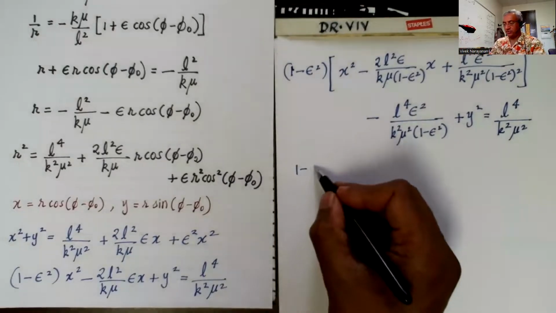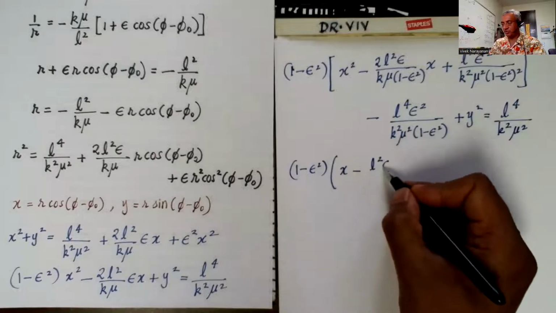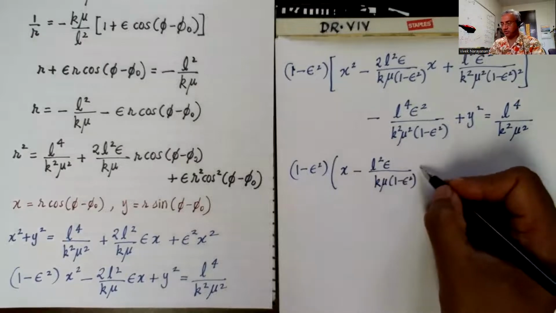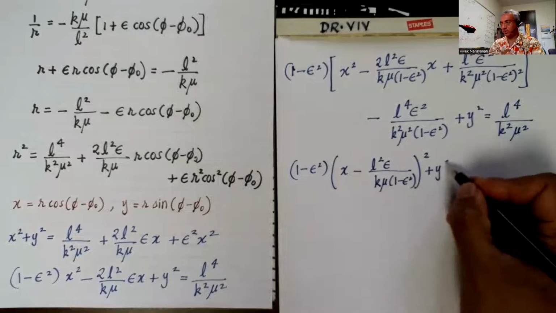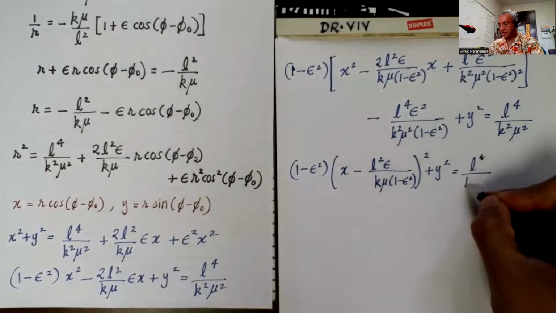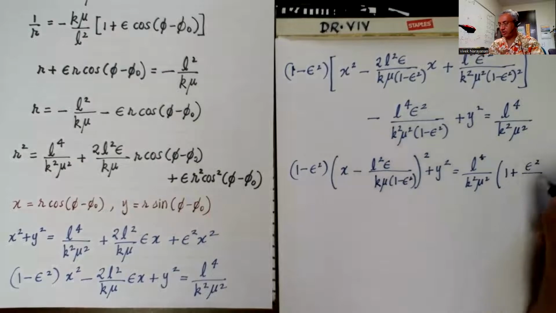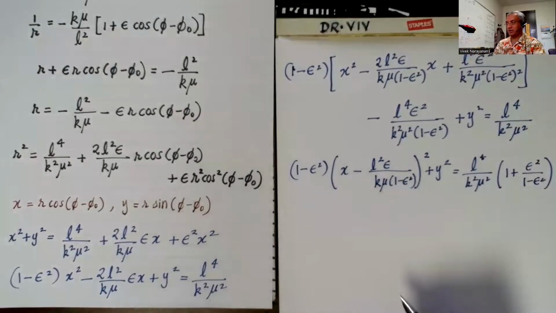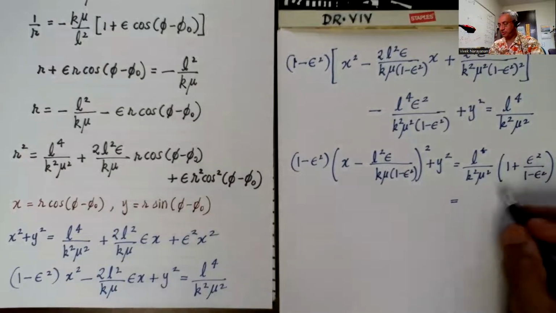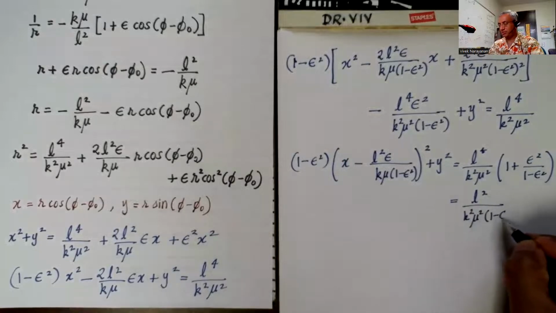Beautiful. So this is 1 minus epsilon squared, and we have completed the square, so that's x minus L squared epsilon over k mu (1 minus epsilon squared) plus y squared equals, I'll move this to the other side. I have L to the 4 over k squared mu squared common, and then I have 1 plus epsilon squared over 1 minus epsilon squared. Well, this is just 1 minus epsilon squared plus epsilon squared, which is just 1. So this is just L squared over k squared mu squared (1 minus epsilon squared).